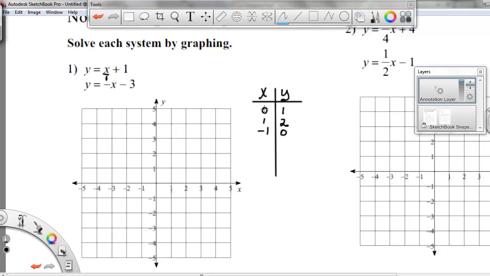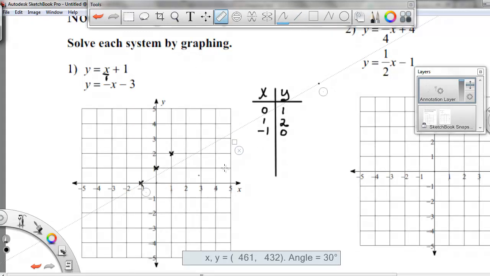Remember, we plot the x and then the y. The x goes left to right, the y goes up and down. I have 0 and 1. So there's my first point. My second point is 1 and then up to 2. And my third point is a negative 1 and 0. Now what we want to do is to take a straight edge. We'll go ahead and draw us a line for this graph.